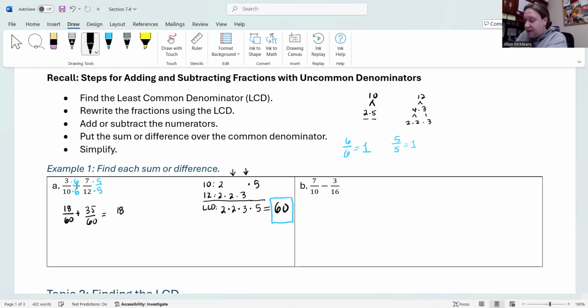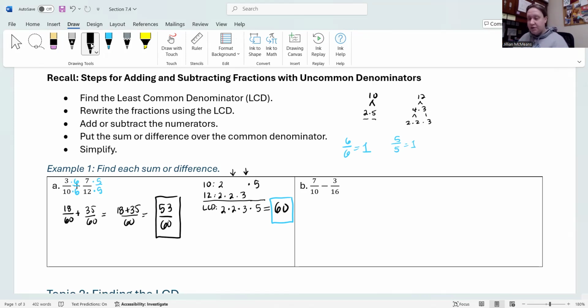So now I have 18 plus 35 over 60. Well, let's see what 18 plus 35 is. We should get what, 53? Let me double check. We do, in fact, get 53. So I have 53 over 60. Well, 53 and 60 don't have any common factors. The factors of 60 would be 60, 1, 2, 30, 3, 20, 4, 15, 12, 5, 6, 10. None of those are factors of 53. So this is our final answer.